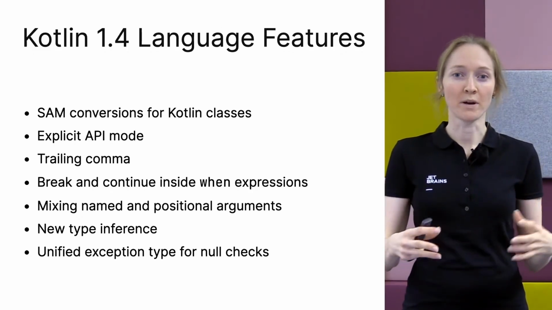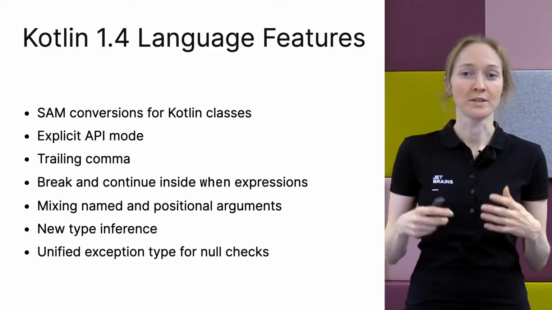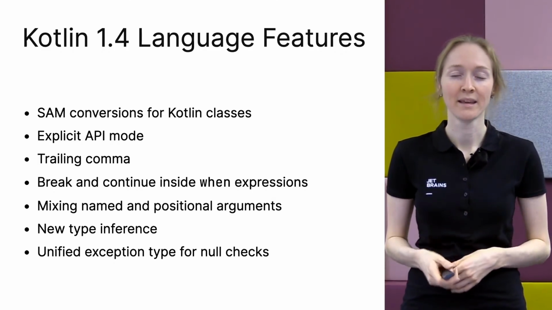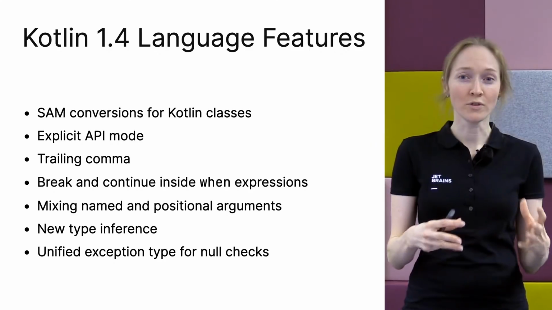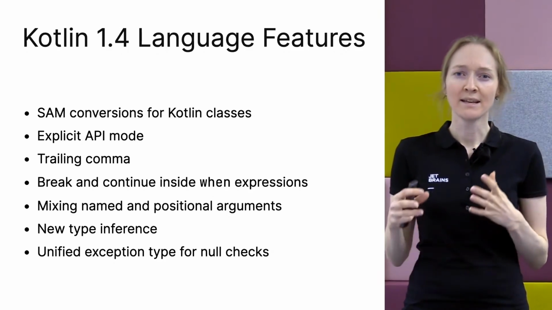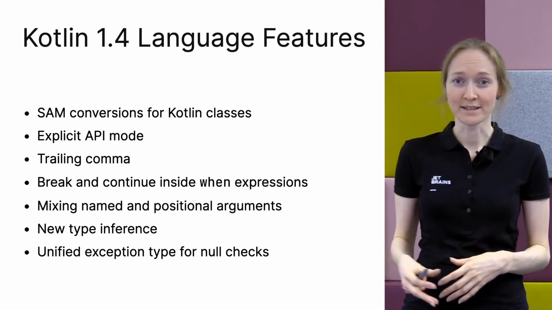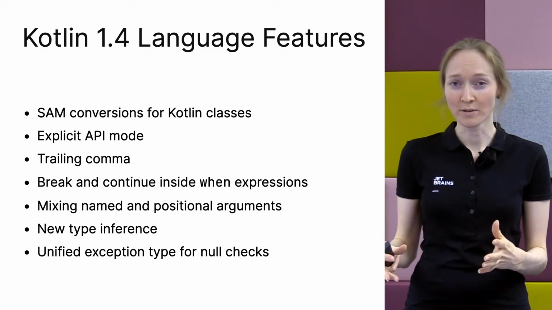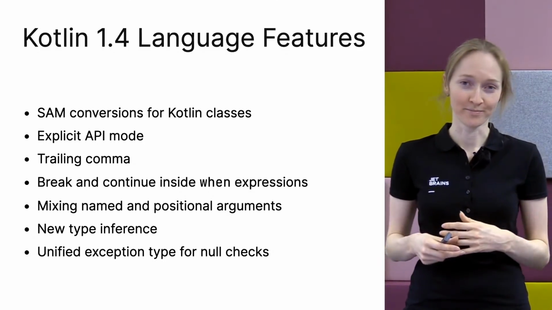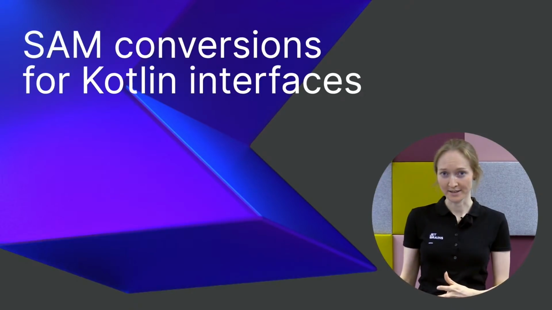One of the important parts of the new compiler, the new type inference algorithm, we're going to discuss a bit today. We are adding a bunch of new features to the language that we hope you're going to like and use. Some of them were expected by the community for quite a while, like SAM conversions. Others, like trailing commas, are small but really useful. Let's start with SAM conversions for Kotlin interfaces.